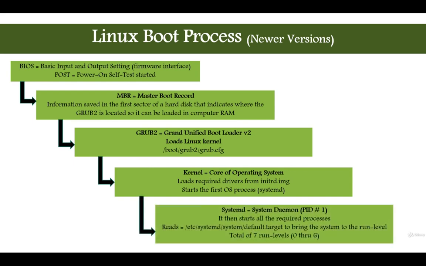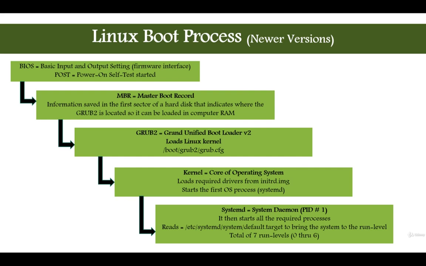The systemd starts up, and of course this is the first process in the system, and by default it is given a process ID of number 1. As the other processes start, they get incremental process numbers. It then starts all the required processes that were enabled at boot time. Then it reads the /etc/systemd/system/default.target file. This is to bring the system to the run level.